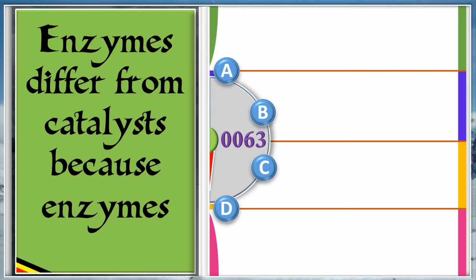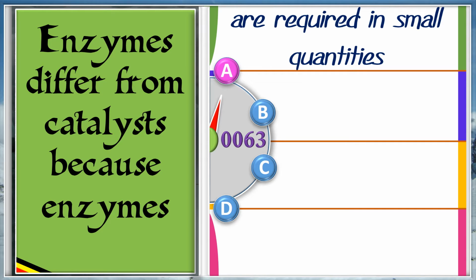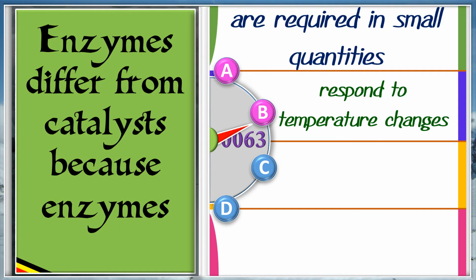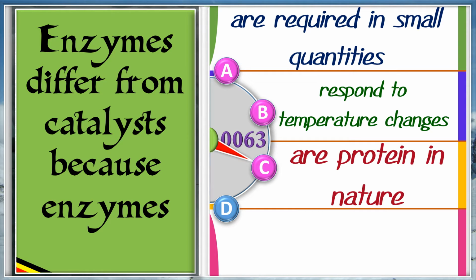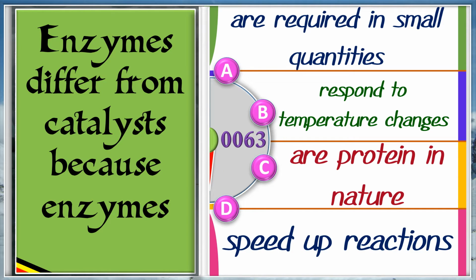Enzymes differ from catalysts because enzymes A. are required in small quantities. B. respond to temperature changes. C. are protein in nature. D. speed up reactions. And the answer is C. are protein in nature.